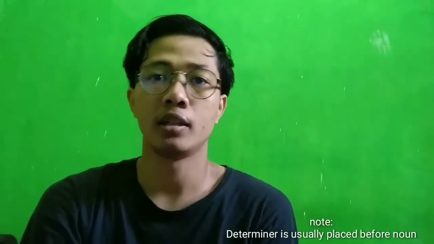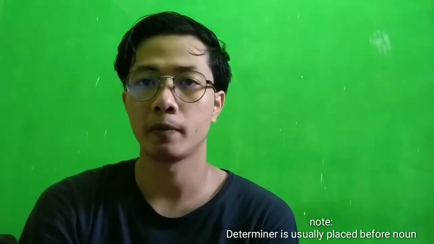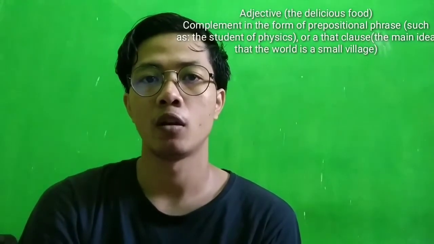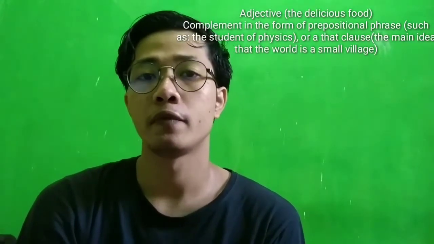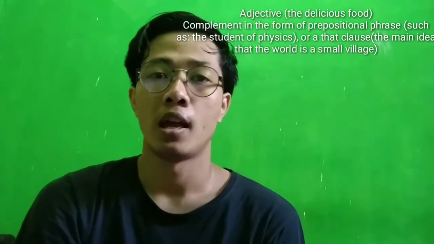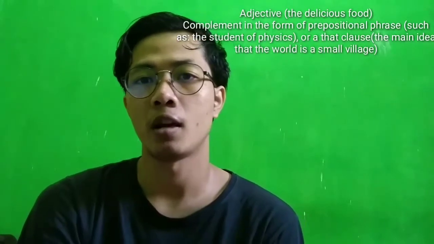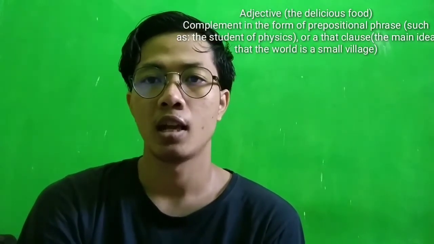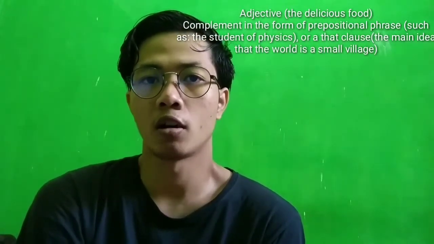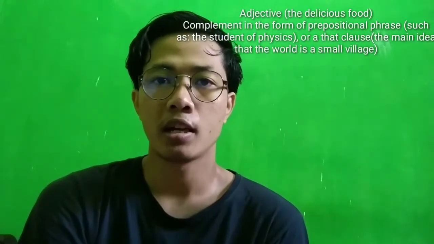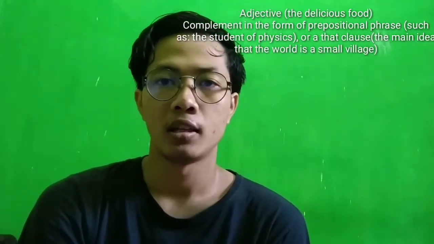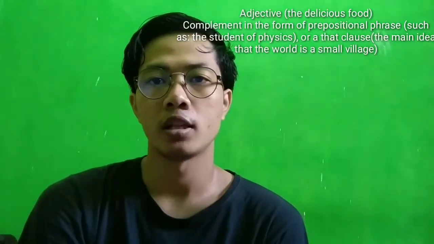In English, the determiner is usually placed before the noun. And second is adjective, for example the religious food. The third is complement, in the form of a prepositional phrase, such as the student of physics, or a that-clause, the idea that the world is a small village.